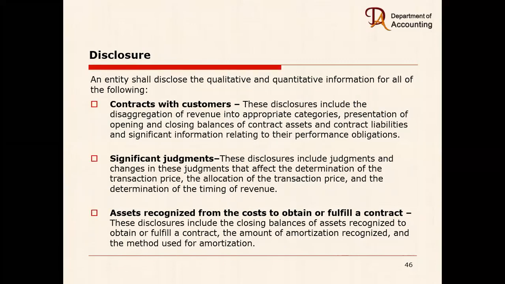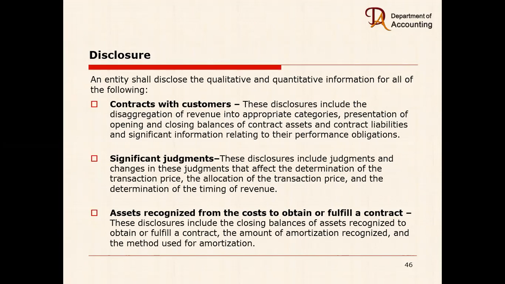Finally, the disclosures. The entity shall disclose the qualitative and quantitative information for all of the following. The contract with customers, you need to make some quantitative and qualitative presentations. What are these? These disclosures include the disaggregation of revenue into appropriate categories. You know, when it comes to revenue of a particular entity, it may come from different sources. So when it comes to the statement of profit or loss and other comprehensive income, you may present one figure as revenue, but you may give a kind of note. In the note, you need to show the separate categories of revenue.